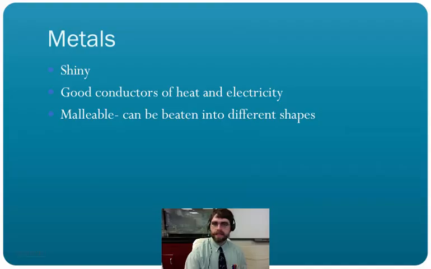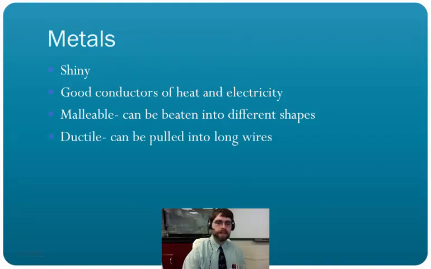They are malleable. That means they can be beaten into different shapes. And ductile, which means they can be pulled into long wires. If you've ever looked at the filament in a light bulb, it's a really, really tiny wire, and they get that by taking a cylinder of tungsten and pushing it with a mechanical press through a really tiny hole and getting the wire out on the other end. Those two together could be combined to say that metals are flexible.